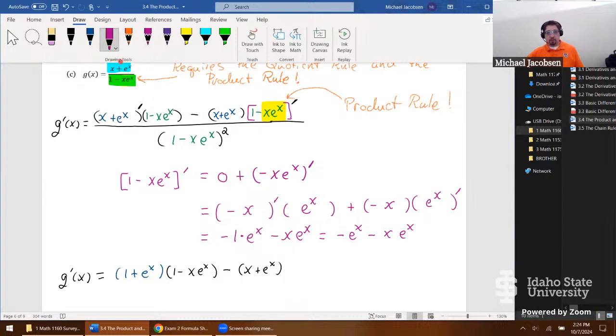And here we're putting in, I'll keep it as a bracket just so we can see the substitution a little bit better. 1 minus x e to the x prime turned into all of that. Minus e to the x minus x e to the x. Then the whole thing is being divided by 1 minus x e to the x squared.